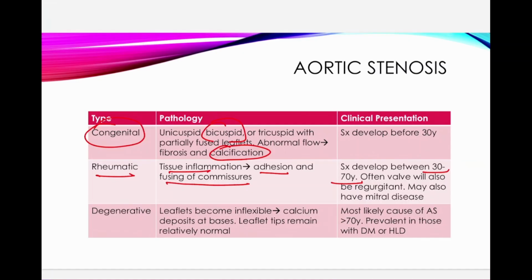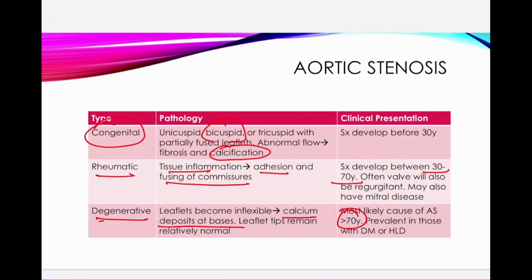The last one is degenerative. This is mainly due to calcium at the bases of the leaflets, so they don't bend as well anymore. They got very calcified. The leaflet tips are okay, but in a degenerative aortic stenosis, mostly after age 70, because again, this is a true aortic stenosis due to calcification of the valves. It takes a very, very, very long time for that to happen.